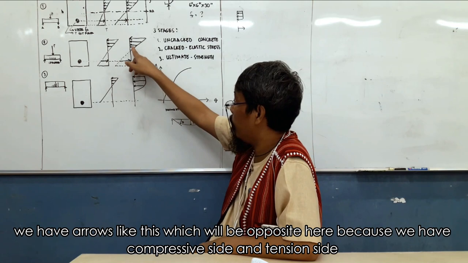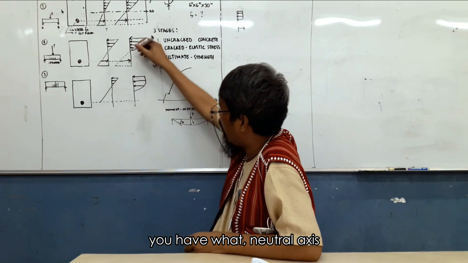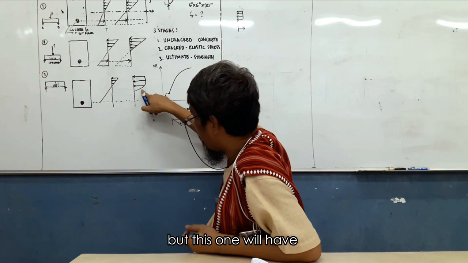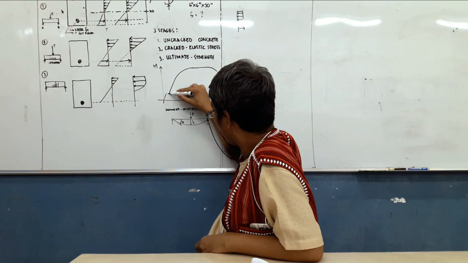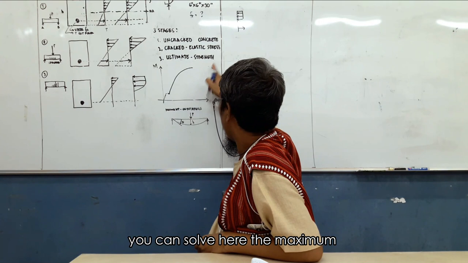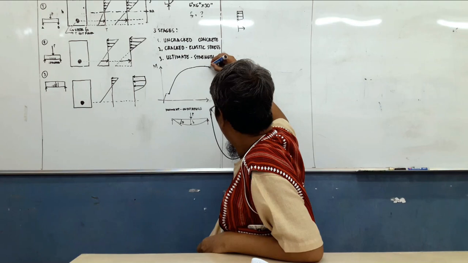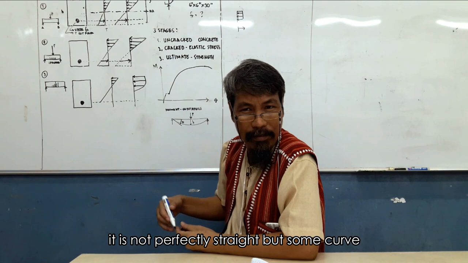We have arrows like this, which will be opposite here because we have compressive side, tension side. We have what? Lateral axis. Okay. In here, crack elastic stage here, but this one will have what? From this point to this point to the maximum. We can show you the maximum about here, the highest portion is the maximum. The highest portion is maximum. But around here is about straight line. It is not perfectly straight, but some curve.